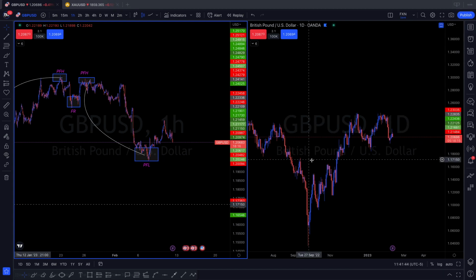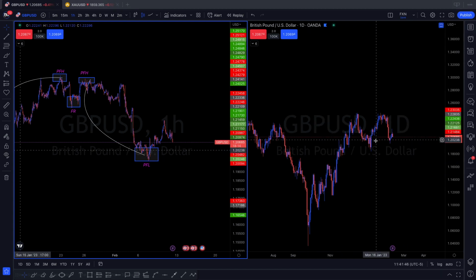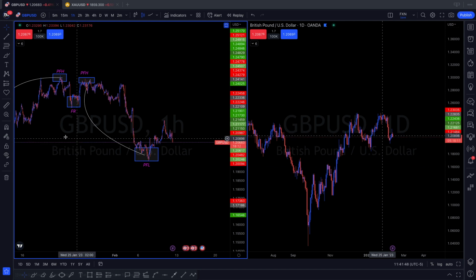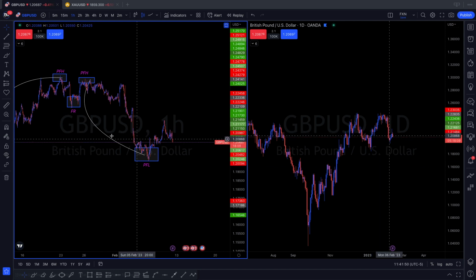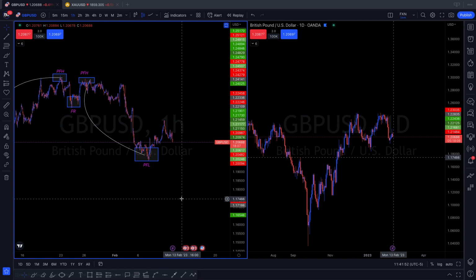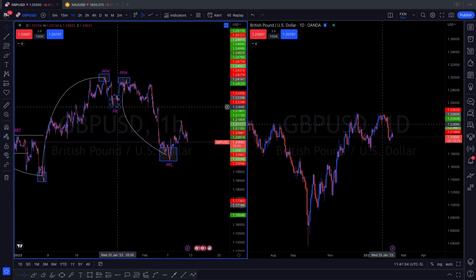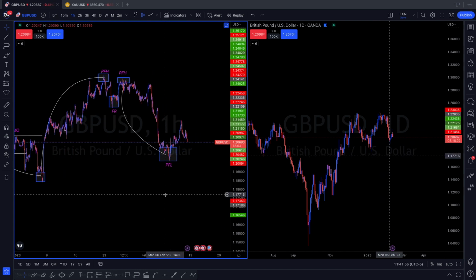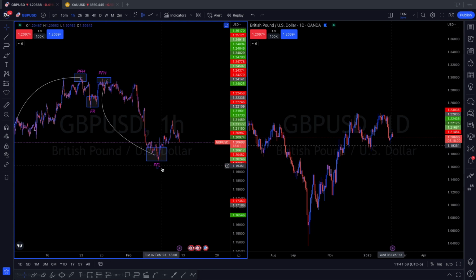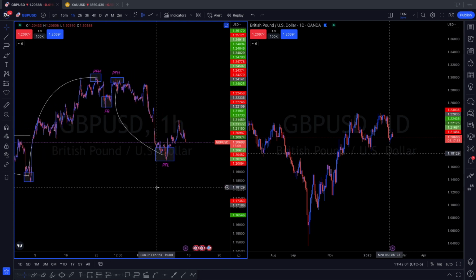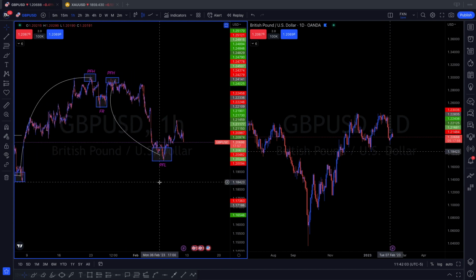On the right, we're looking at pound USD on the daily, and on the left, we're looking at pound USD on the 1 hour with the actual levels. For those of you asking, these levels are not indicators. They're literally just plots that I put on my charts myself every single day, and I update them every single day for FXM Plus members.